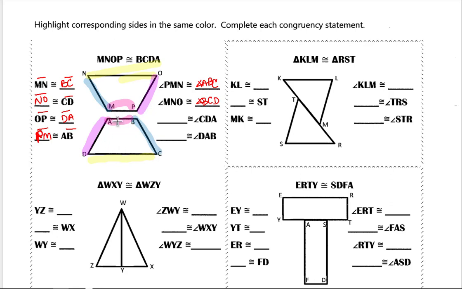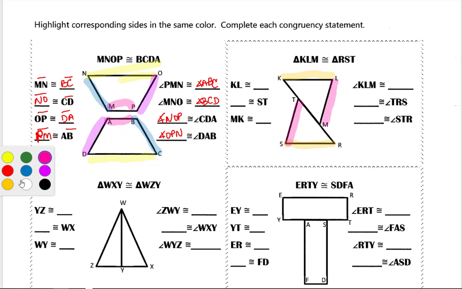Now the order, when you're naming the angles though, matters. PMN, P to M to N, is the same as B to A to D. P to M to N is the same as A to B to C, and so on. You just match the corresponding letters up.